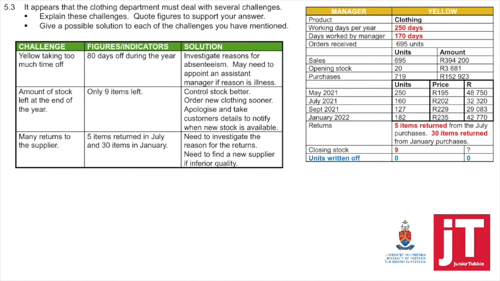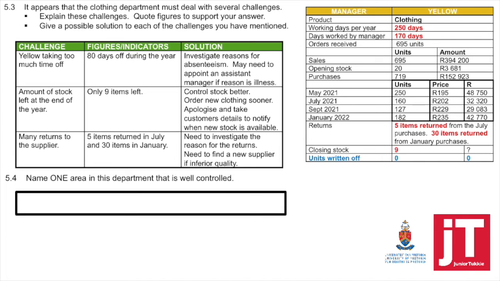We need to make sure that we order new clothing sooner. Apologize to and take customers' details to notify when new stock is available. Then if we look at the items returned to the suppliers, 5 items in July, 30 in January. So we need to investigate the reason for these returns. We need to possibly find a new supplier if it's inferior quality.